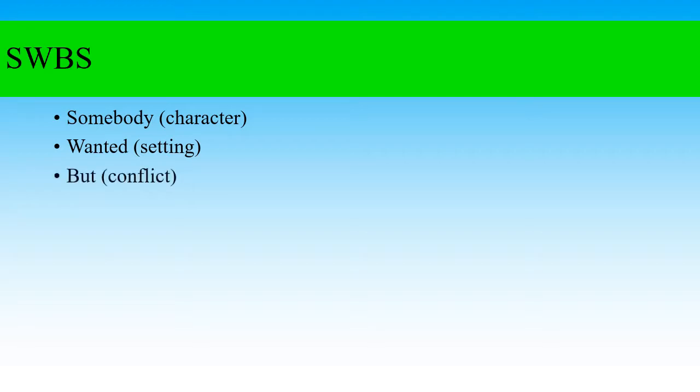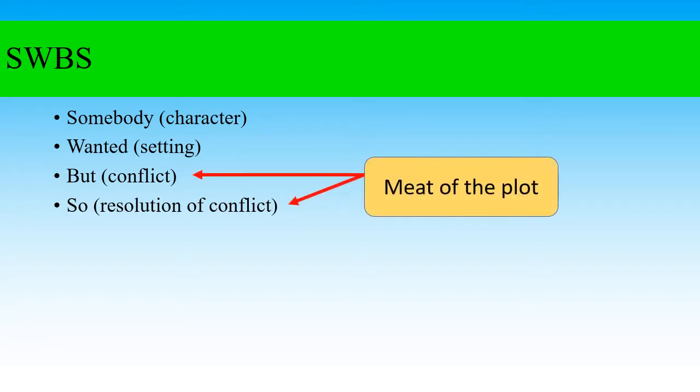We can remember the elements of a story by thinking about SWBS. Somebody wanted, but so. Somebody is the character. They want something that's setting up the action in the story. It's usually introducing when and where the story is taking place. But something's getting in the way of them getting what they want. So that's the resolution of the conflict. They're going to do something to get what they want. That's the meat of the plot, the conflict and the resolution of it. The majority of the story is going to be focused around resolving that problem.